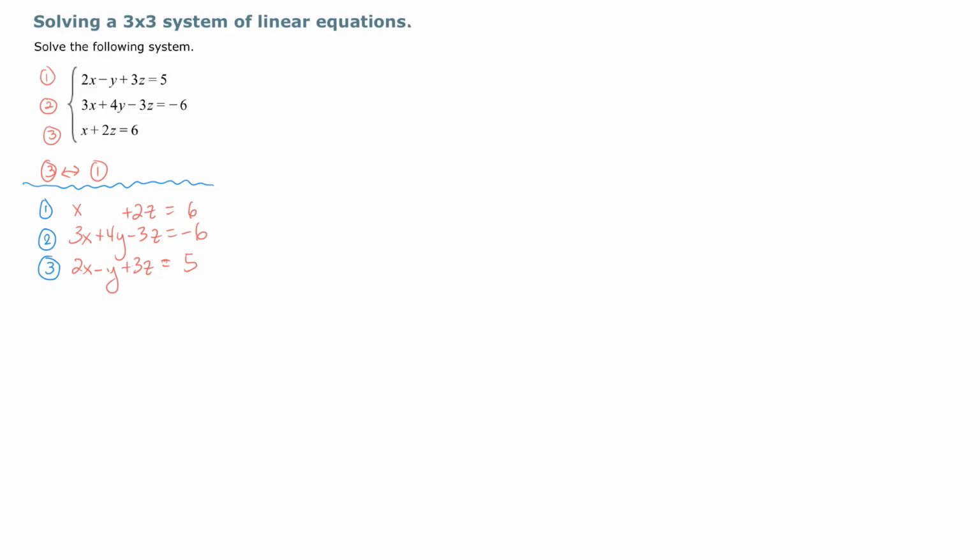What I'm going to do now is actually temporarily eliminate x in two of the equations. And the way I'm going to do that is I'm going to apply negative 3 times equation 1 plus equation 2. I'm going to do that. And we're also going to use negative 2 times equation 1 and then add it to equation 3. I'm going to keep equation 1 where it is. So equation 1 is still going to be called x plus 2z equals 6.